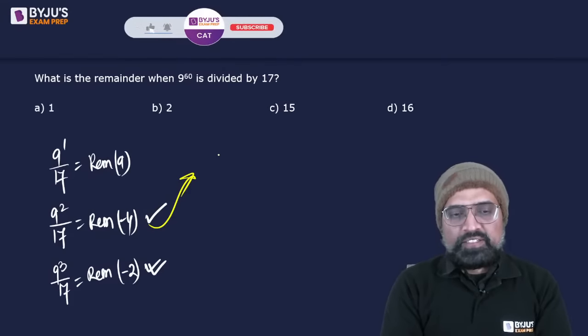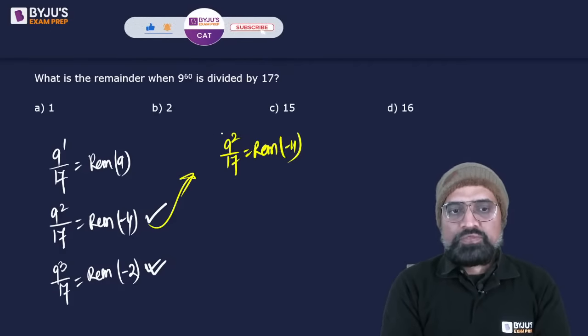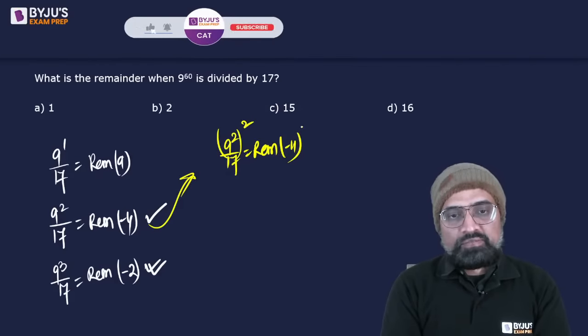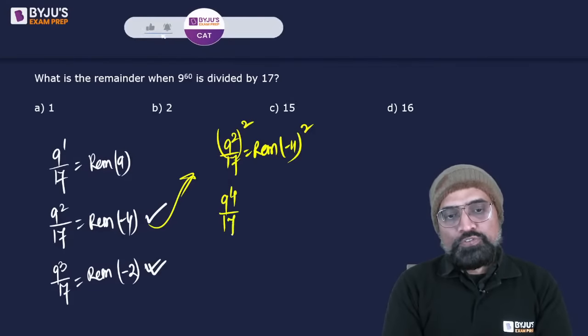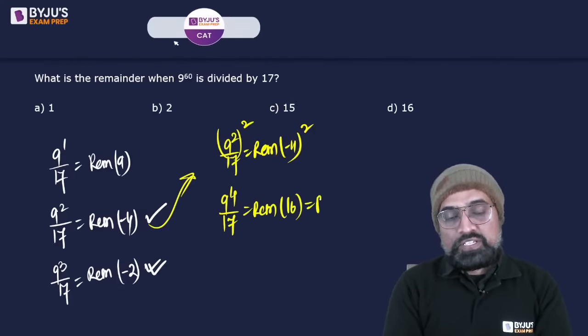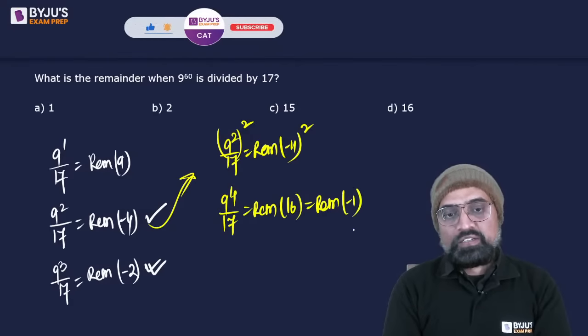Let's try this. So 9 square when divided by 17, the remainder is -4. So if I square it again, so I'll have to square it on the other side. So I'll get 9 to the power 4 when divided by 17, the remainder is 16, or we can also say that the remainder is -1.